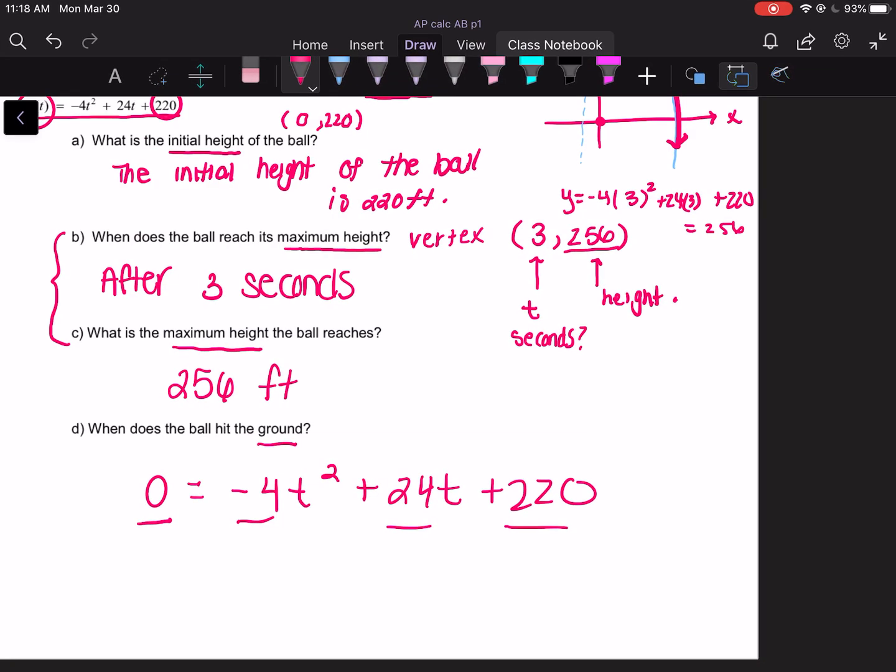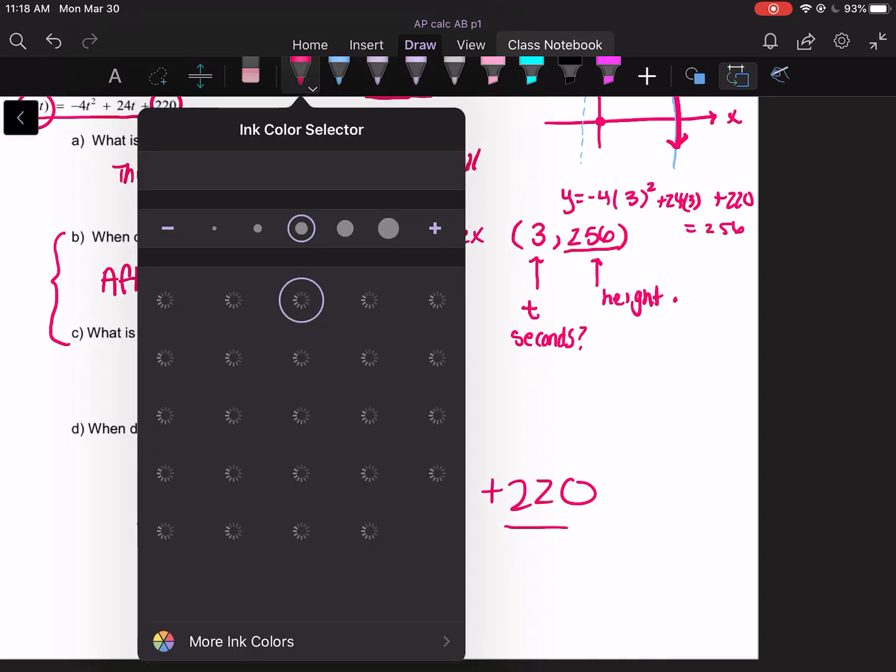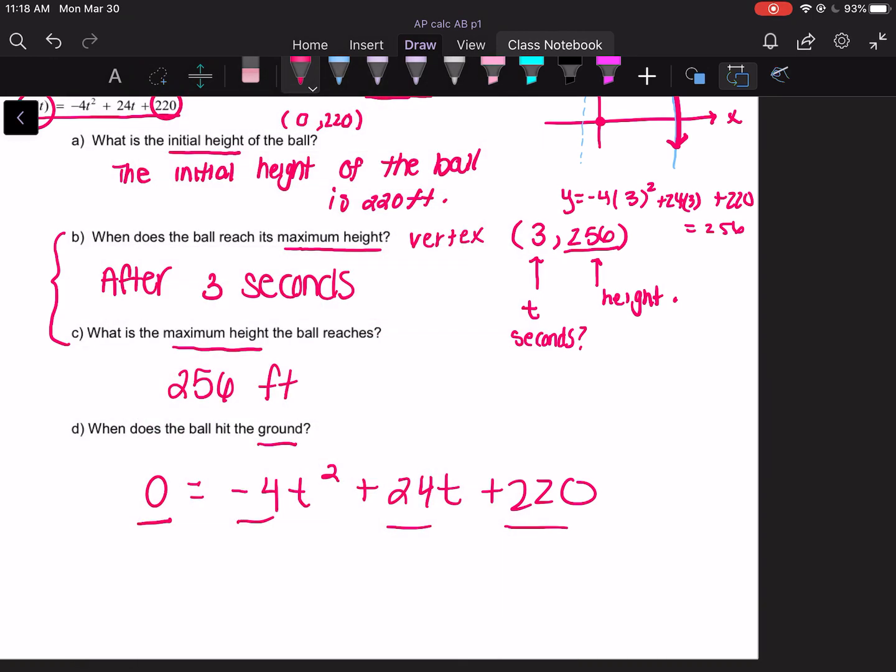So I go back here and I say, okay, I found on the table that y was 0 when x was 11. So in this case, when does the ball hit the ground? After 11 seconds. And that's it. It avoids a lot of mess when you have to factor this problem.